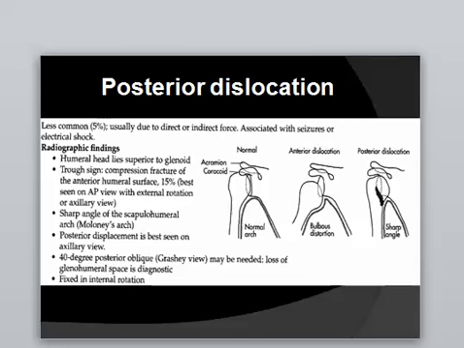Posterior dislocation is less common, it is only 5%. The humeral head lies superior to the glenoid. The trough sign is the compression fracture of the anterior humeral surface. It's called the trough sign.